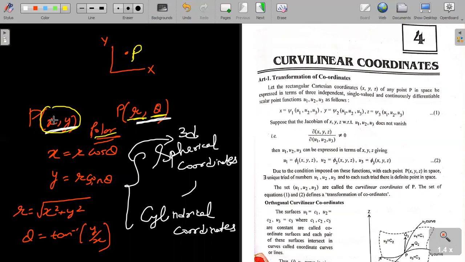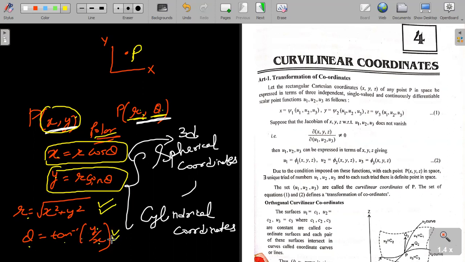So here we changed the x, y system into the r, theta system. Basically, here x is r cos theta and y is r sin theta. And if you square and add both, x square plus y square is nothing but r square. So r is under root of x square plus y square, right? And if we divide them, what you get is theta is equal to tan inverse y by x, right?